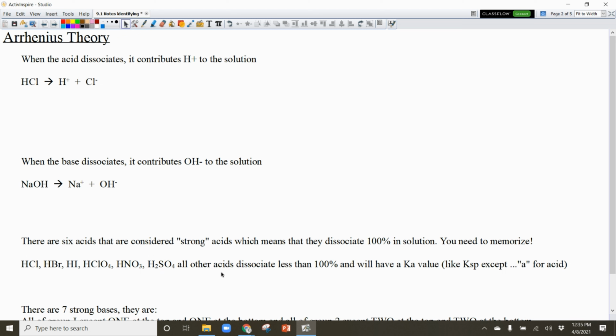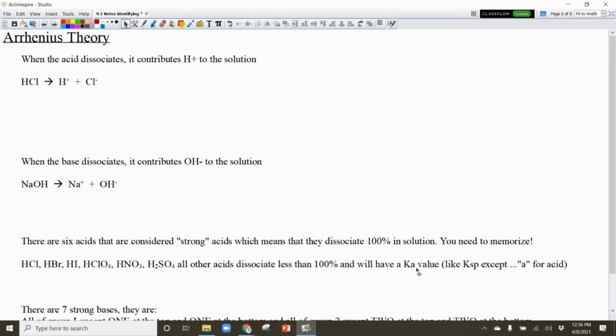Anything else, all other acids are less than 100%, and as a matter of fact, they're going to have a Ka value. Remember, we were talking about Ksp in our last section, where you have a solubility product because it's a low solubility compound. Well, since these don't dissociate 100%, they have a Ka. So this a here is the dissociation constant for an acid.